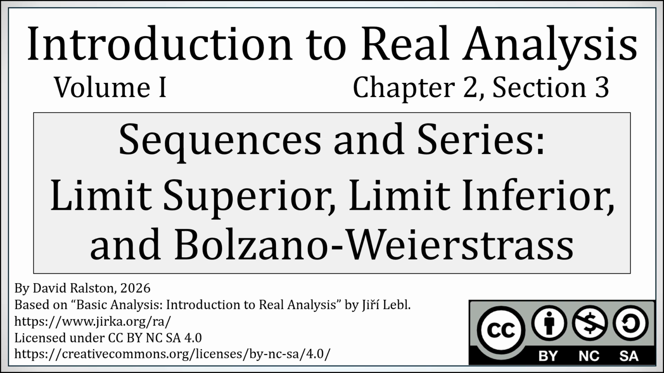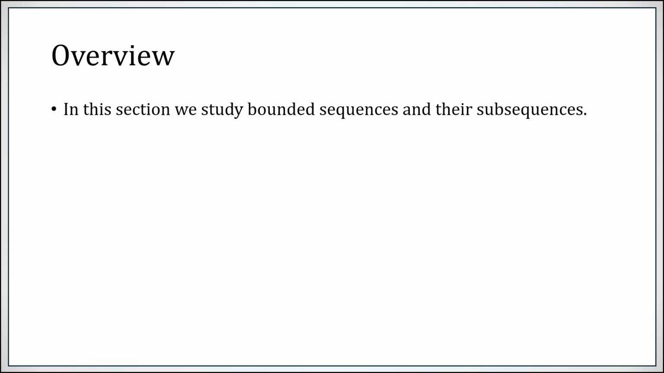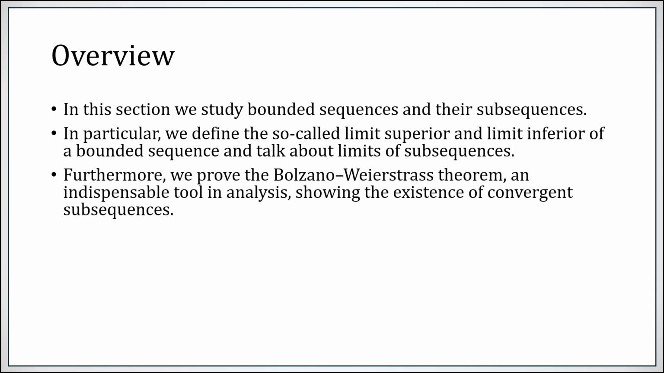Continuing through this text section by section, we're now in chapter 2, section 3: the limit superior, limit inferior, and the Bolzano-Weierstrass theorem. What are we going to be doing in this section? Primarily, we will be looking at bounded sequences and certain subsequences of them. In particular, we're going to define the limit superior and limit inferior, generally just called limsup and liminf, of bounded sequences. We're then going to prove something called the Bolzano-Weierstrass theorem for real-valued sequences, which will be an indispensable tool for us, which will show the existence of certain convergent subsequences.